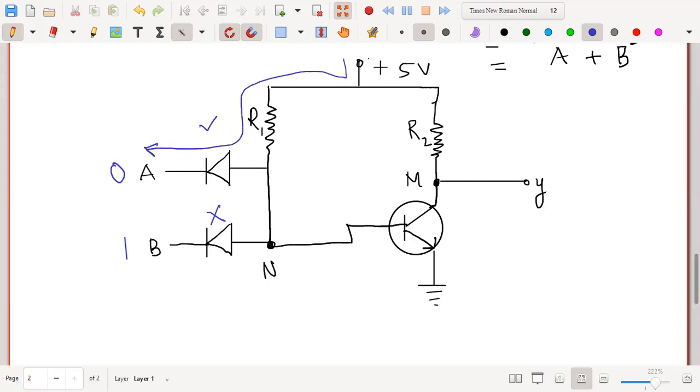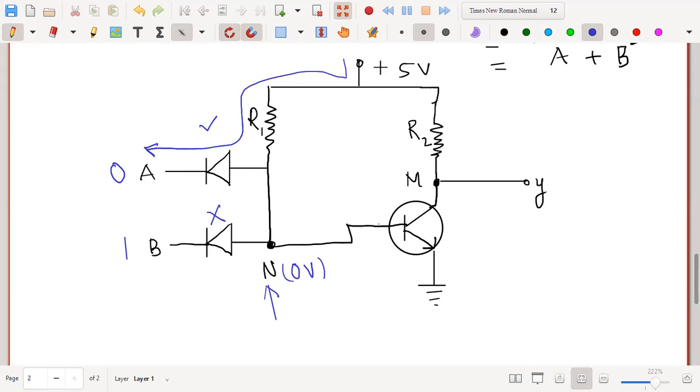Okay. And what happens? Whatever is the potential, all the potential will be dropped across R1. So the point N, you see this last point N, this point would be driven to ground potential, that is 0 volt.